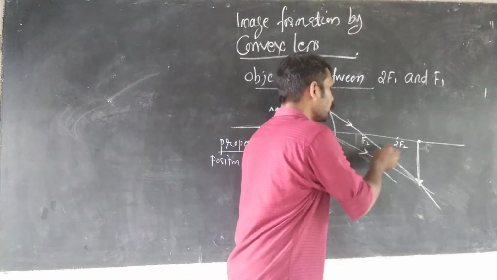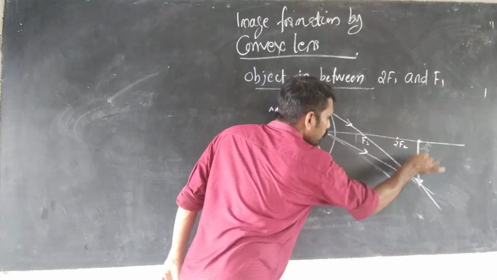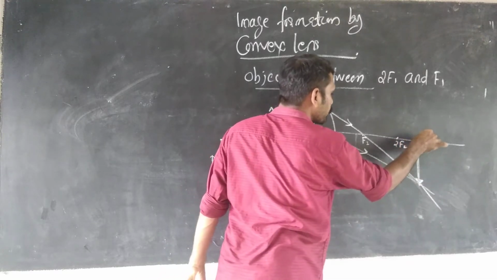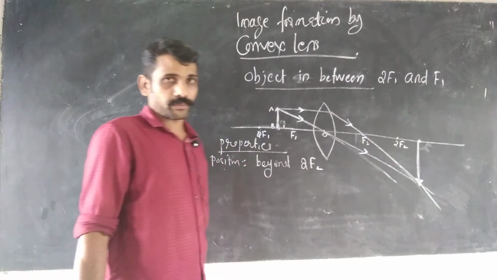This is f2 and this is 2f2. So the image is formed here, beyond 2f2. So the position of the image is beyond 2f2.